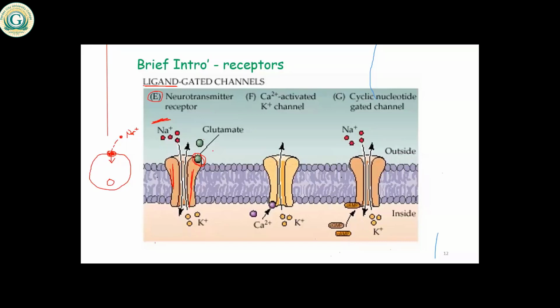So in this case, an example of this particular receptor would be a receptor called the NMDA receptor. NMDA, the full name is N-methyl D-aspartate receptor. That is the receptor that ketamine binds to. Any questions?